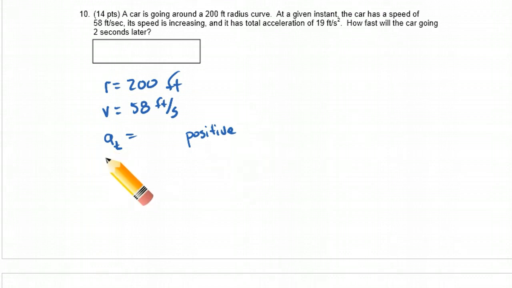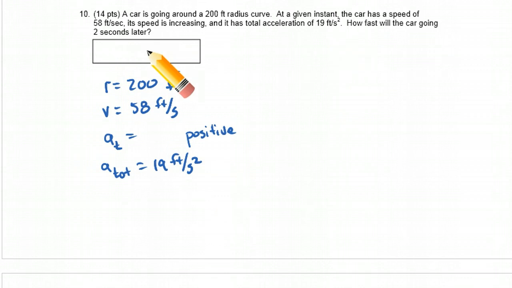So I'll make a note of that. Its total acceleration is given as 19 feet per second squared. How fast will the car be going 2 seconds later? So we'll have a delta t of 2 seconds.